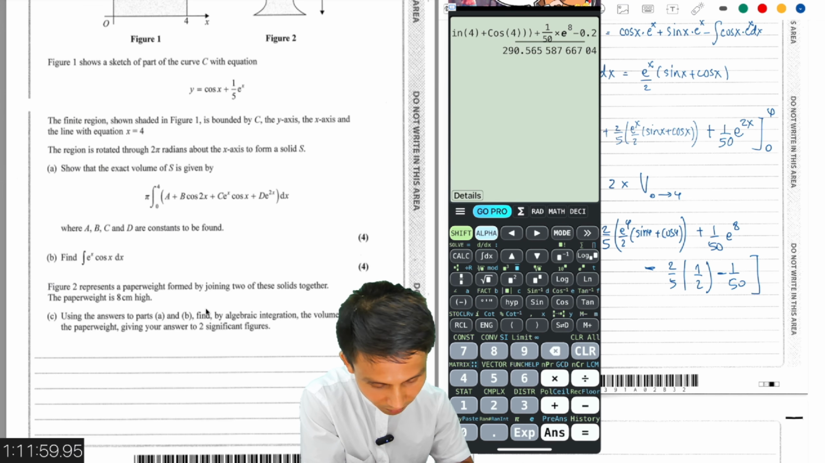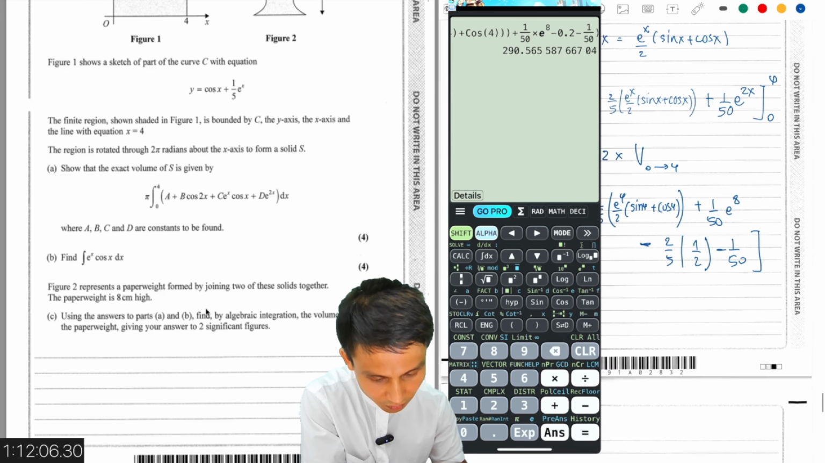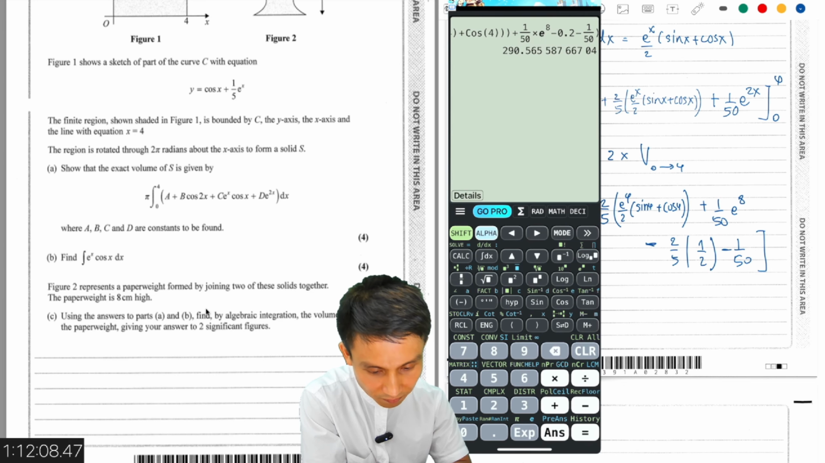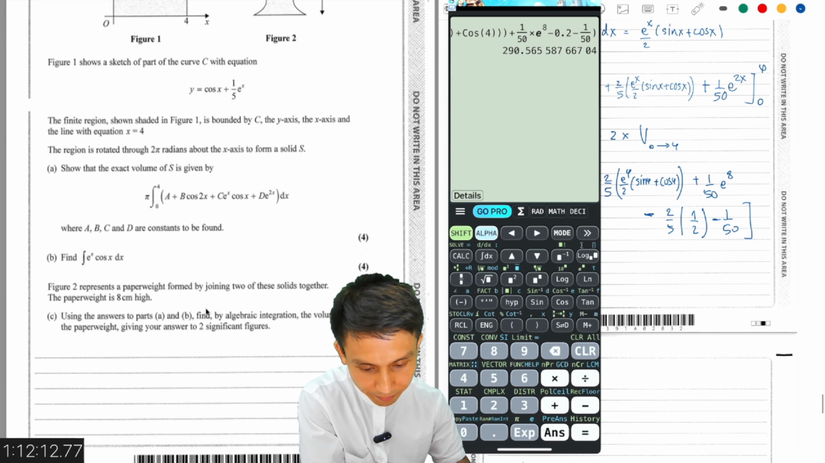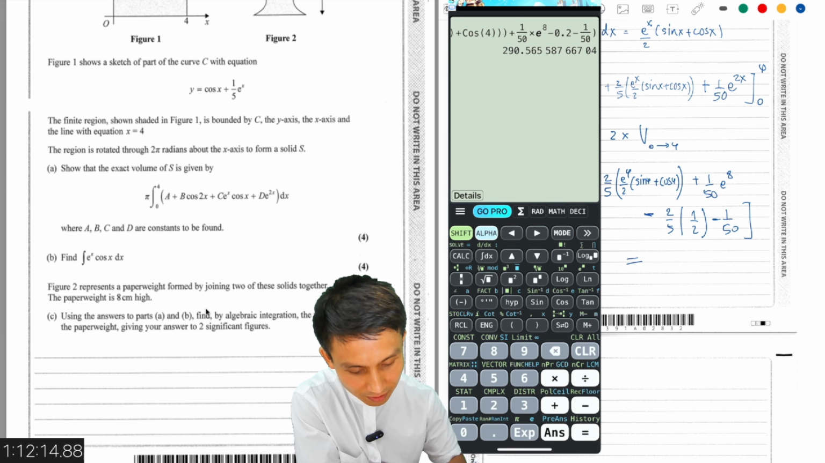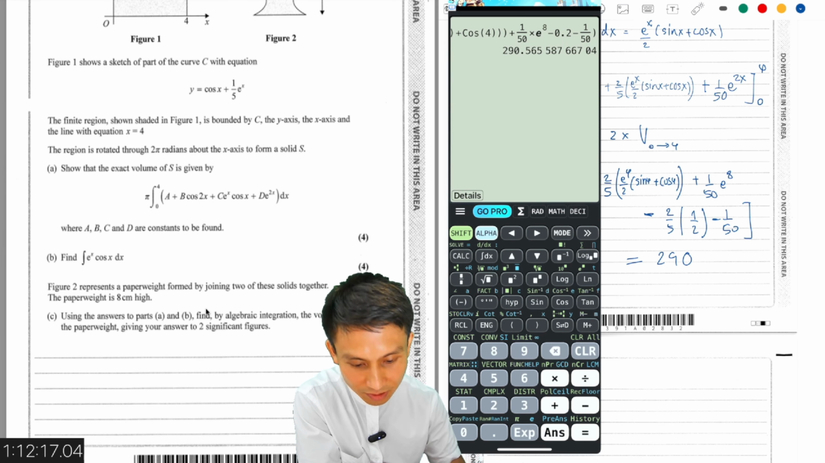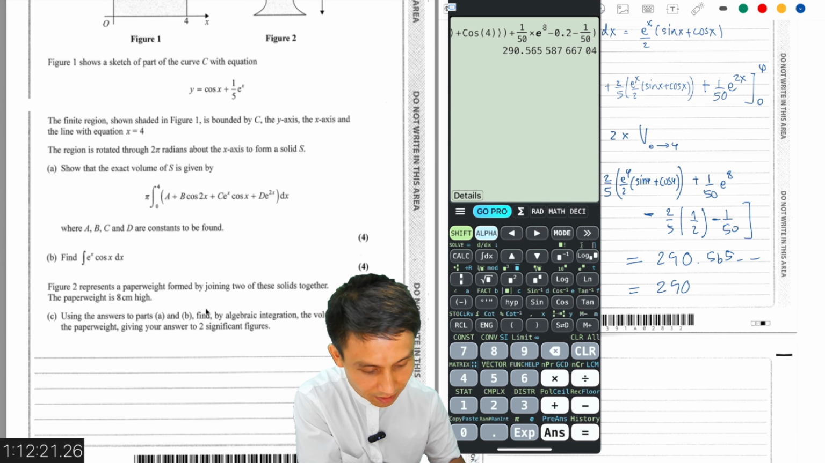So 1 over 50 e to the 8, and then minus 0.2 and minus 1 over 50, and then all that in brackets multiplied by 2 pi. So that would be my answer: 290 to 2 significant figures, 0.565, and so on. So 290.